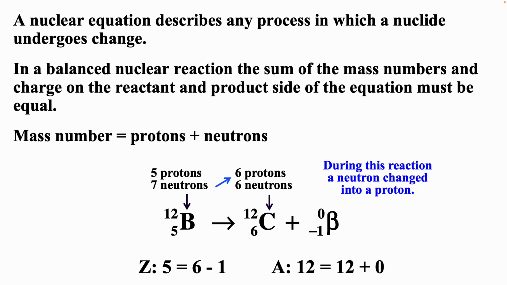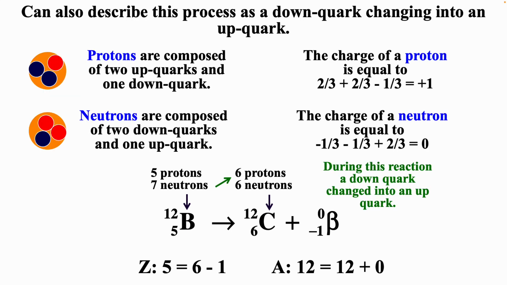And if a neutron is changing into a proton, it means that a down quark is changing into an up quark. And so again, for this nuclear reaction, we can think about it in 3 levels. We can think about a down quark changing into an up quark, which means the neutron changes into a proton, which means boron 12 is changing into carbon 12.